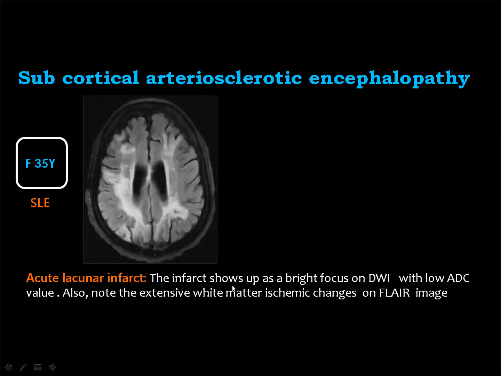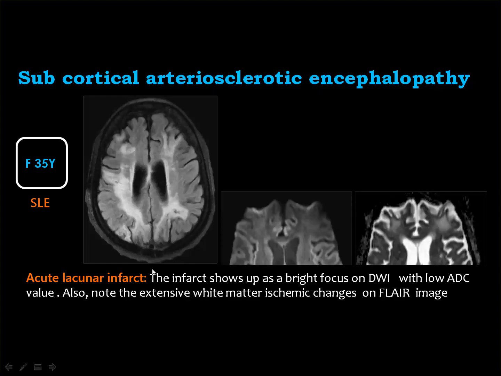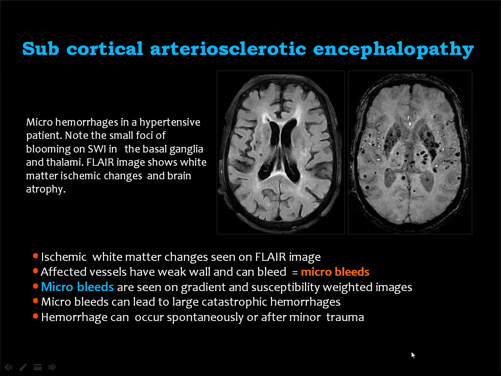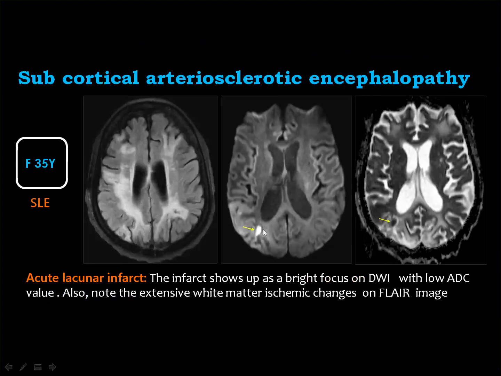This is a patient with systemic lupus erythematosus, and you got many ischemic changes in the white matter. And in the diffusion weighted images, this is the only acute infarction, which is located here, showing diffusion restriction, bright in the diffusion weighted image and dark in the ADC.